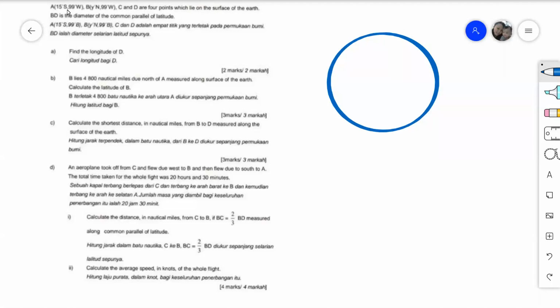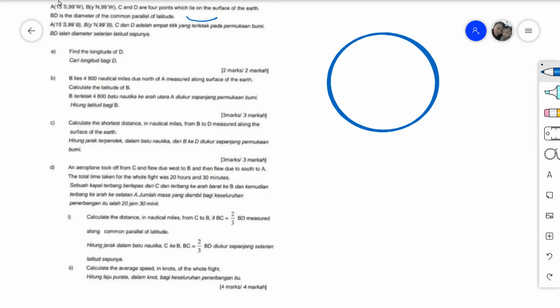These are 4 points which lie on the surface of the Earth, whereby BD is the diameter of the common parallel of latitude. That means BD is on the same latitude. Okay, you know what's latitude? Latitude is the line that goes from left to right on the Earth. It's not the great circle. It's a smaller circle compared to the great circle. Great circle is the biggest circle of our Earth.